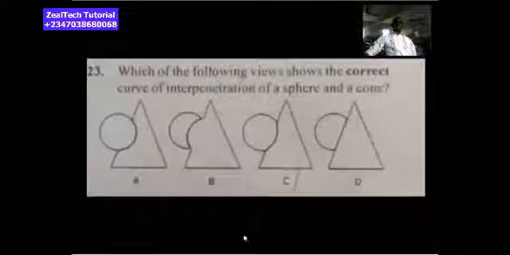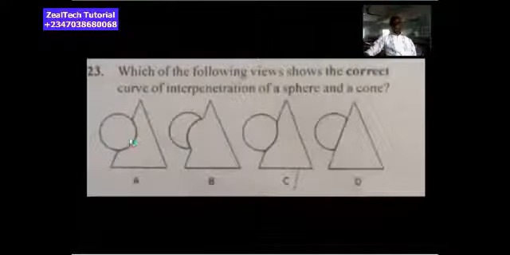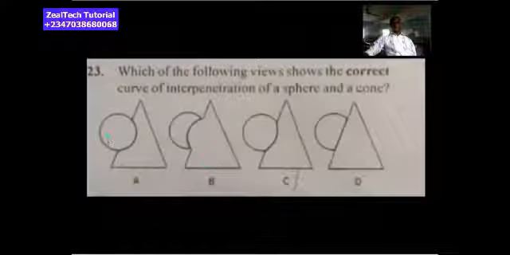Now 23. Which of the following views shows the correct curve of interpenetration of a cylinder and a cone? Of course, this is wrong. When you look at this particular one, this one is wrong. This one is wrong. This one is also wrong. This one is wrong because we are saying that the cone was not affected. No, this is the correct answer. A portion of the cylinder will enter the cone and a portion of the cone will enter the cylinder. That is why we have this kind of curve.